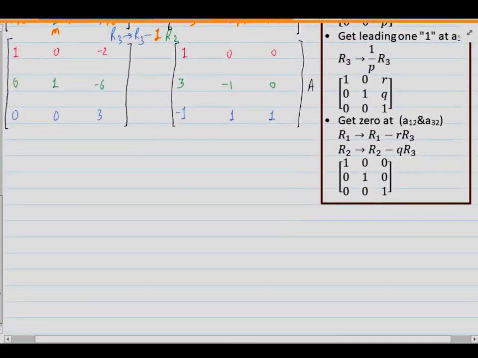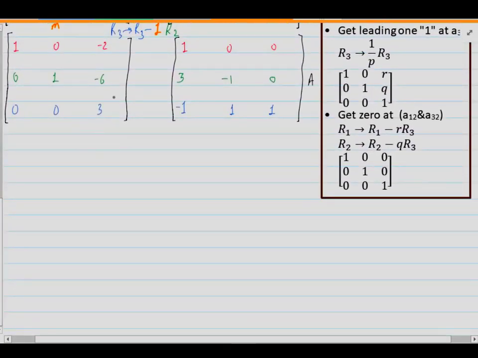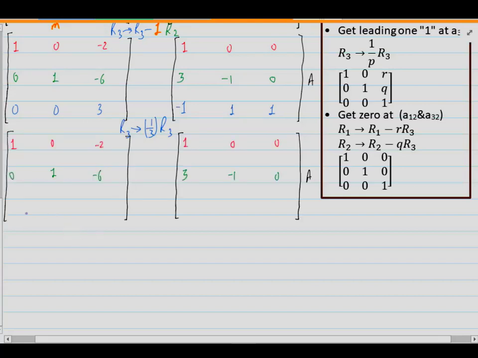Now it's time to get leading one at A33 point without using first and second row. So the only option remaining is R3 gives 1 by 3 R3. That means we have to take 3 common from the third row. So it's obvious that our first and second row will be as they are. So let's write down as it is. And our third row will be 0, 0, 1, minus 1 by 3, 1 by 3 and 1 by 3. So we get leading one as well as the value of R and Q.